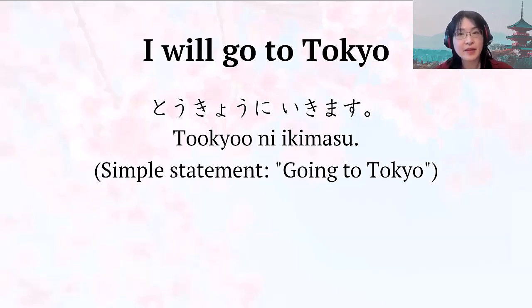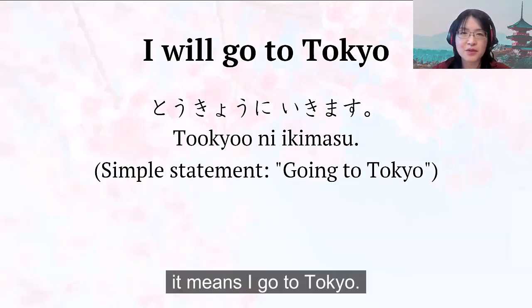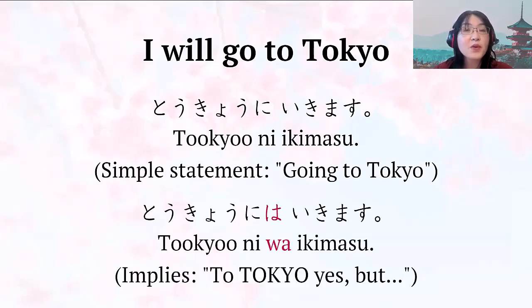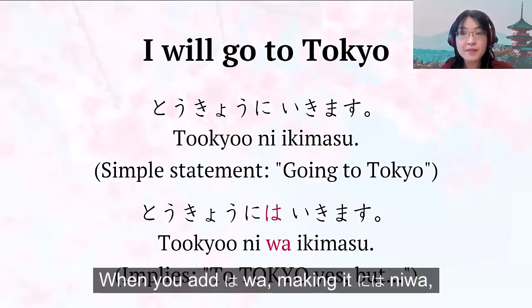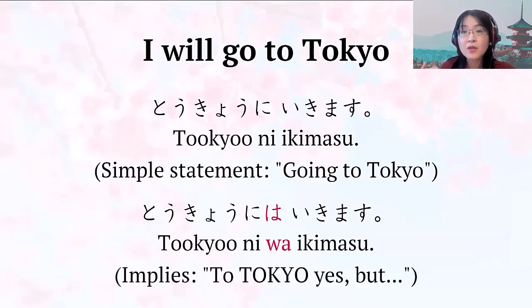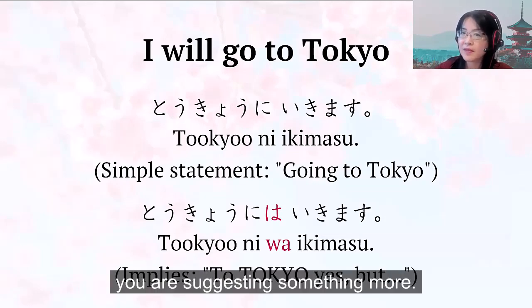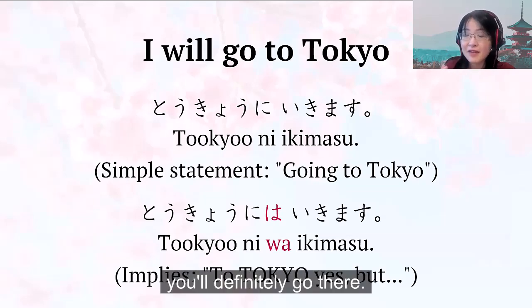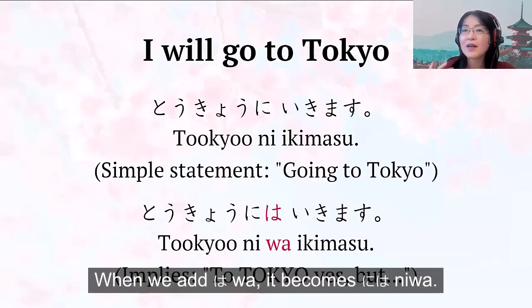東京に行きます means I go to Tokyo, yeah. If you add wa, 東京には行きます. When you add wa, making it には, you are suggesting something more. Perhaps you won't go to Osaka or Kyoto, but Tokyo, yes, you definitely go there. When we add wa, it becomes には, okay?